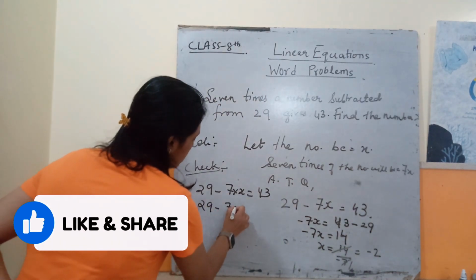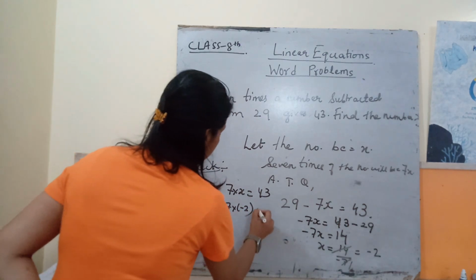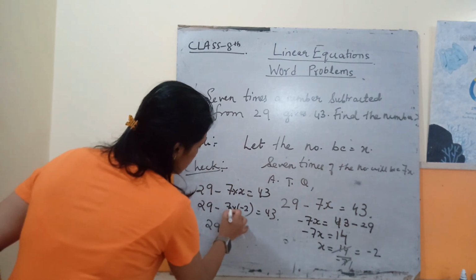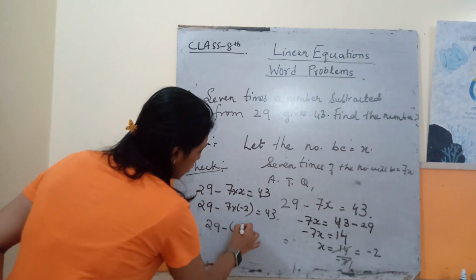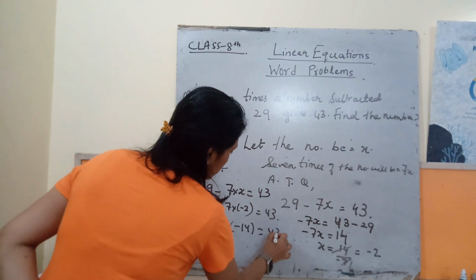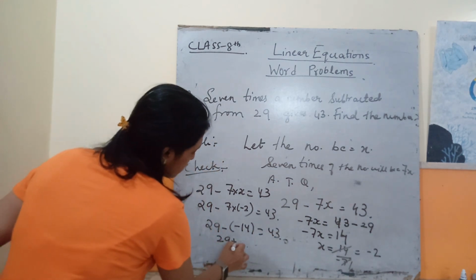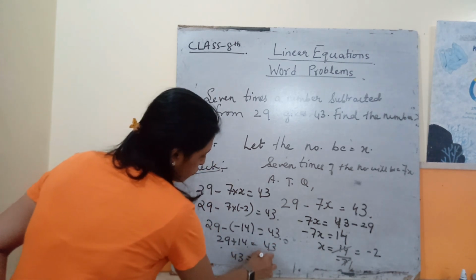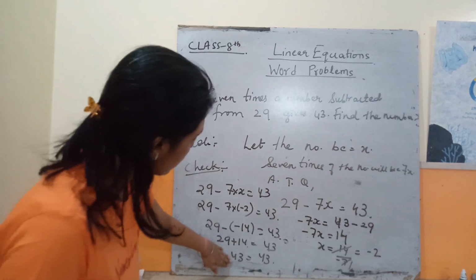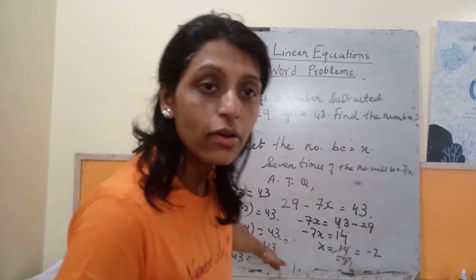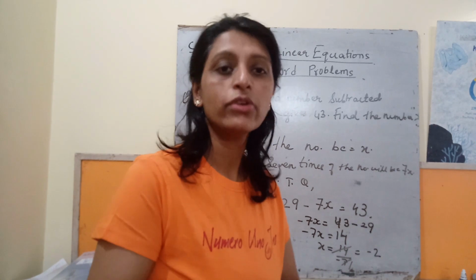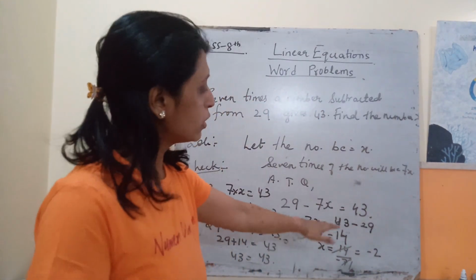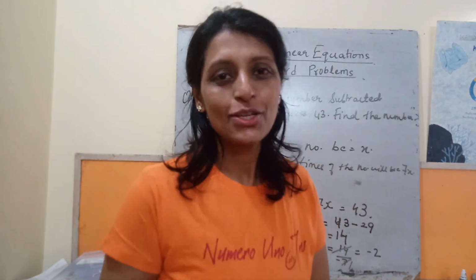29 minus 7 into minus 2. Okay, so it will be 29 minus 7 into minus 2, which is minus 14. So 29 plus 14 is equal to 43 or not, we will see. So 43 is equal to 43, so we have seen that our left hand side is equal to our right hand side. It means the solution of the question is correct. Okay, so that unknown number is minus 2.